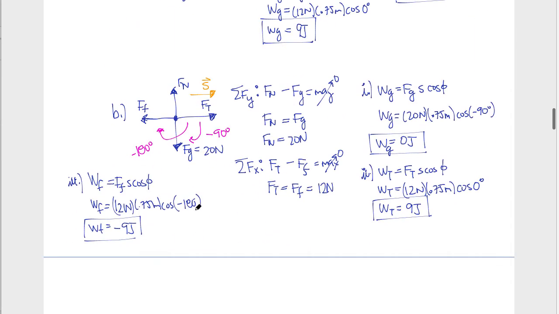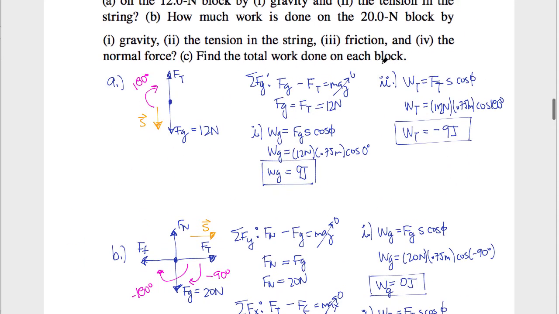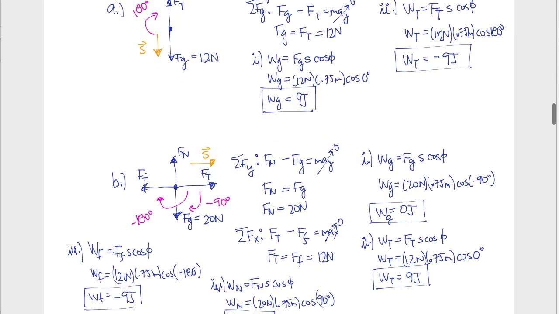Then 4 says, what is the work done by the normal force? So the work done by the normal force will be the normal force times the displacement times the cosine of the angle between those. And so this is going to be 20 newtons times 0.75 meters times the cosine of 90 degrees. Then my normal force is going to be 0 joules because the cosine of 90 is 0. So the total work done on each block is 0.